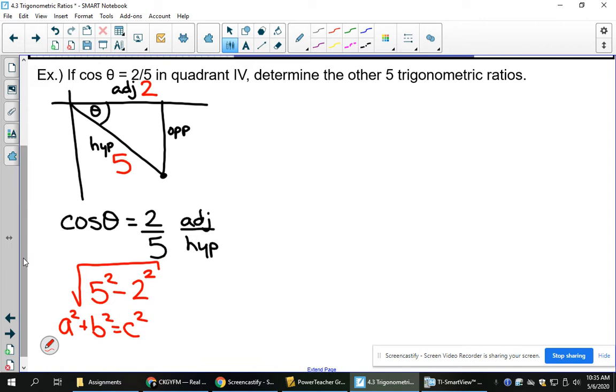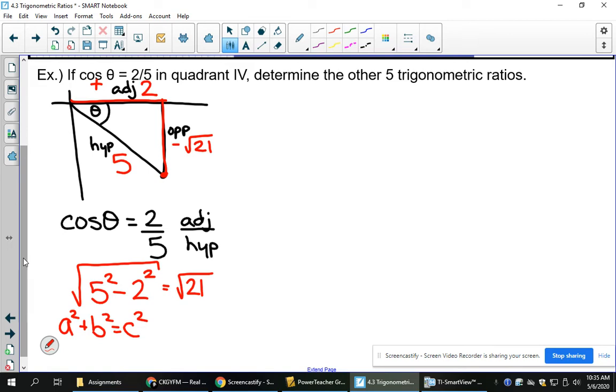25 minus 4 is going to be 21. So now I know that on the picture I've drawn, my opposite side is root 21. But actually, that's only half correct. Think about how you would plot the point in quadrant 4. You would go in the x direction, positive, and then you would have to go down. So the root 21 is actually negative.